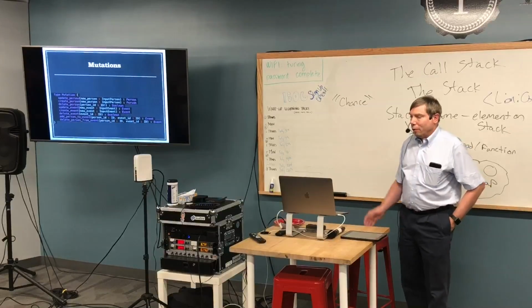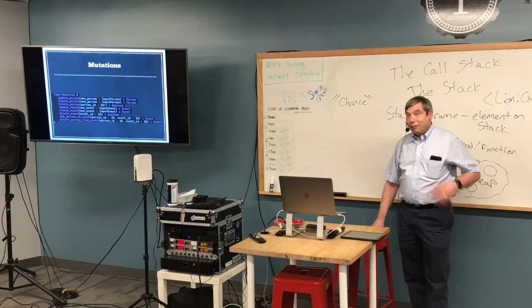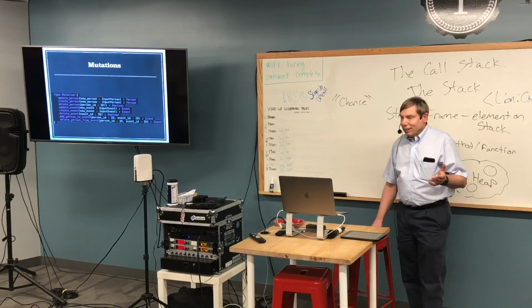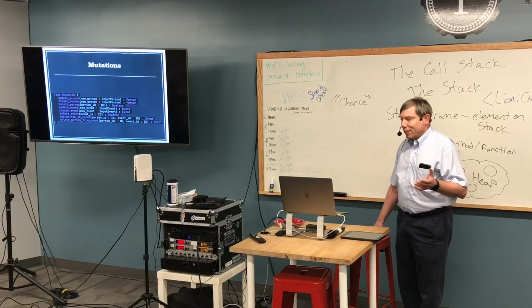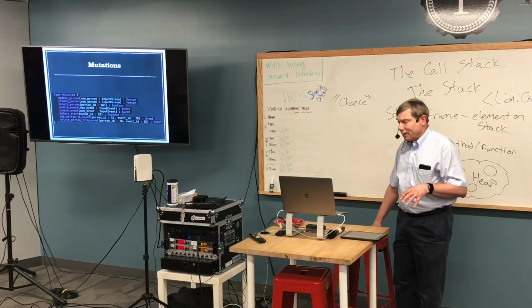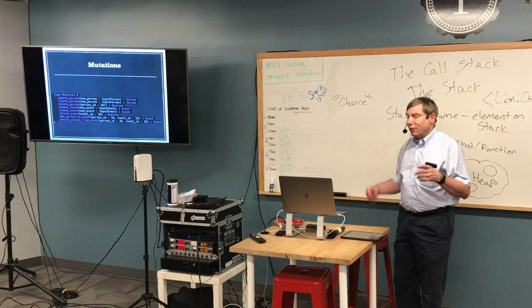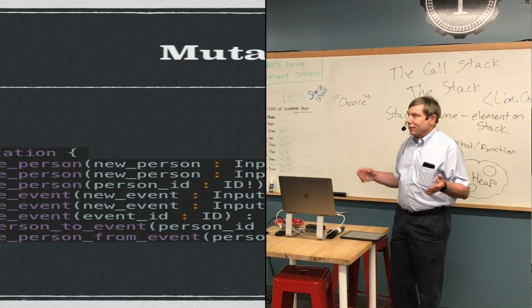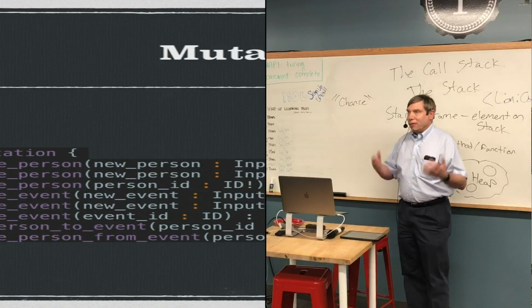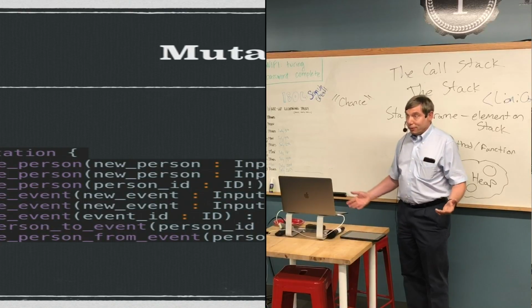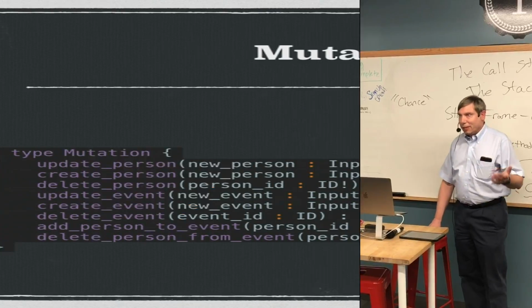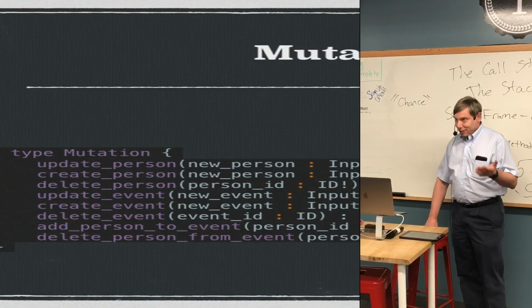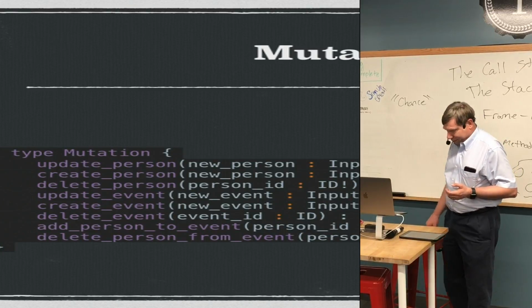And I defined a whole bunch of mutations, basically to finish CRUD. So you can update a person, you can create a person, you can delete a person, same thing for events. You can associate a person with an event, and you can disassociate a person with an event. So what I had in mind here is you have a bunch of people, you have a bunch of events, somebody can register for an event. They can register for your meetup or for a tennis tournament or whatever it is you want to do.